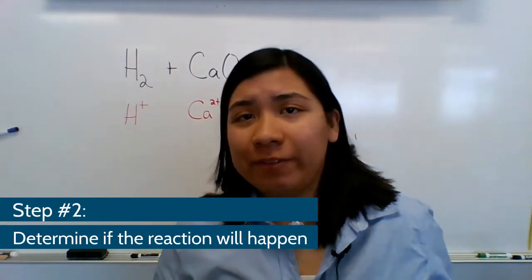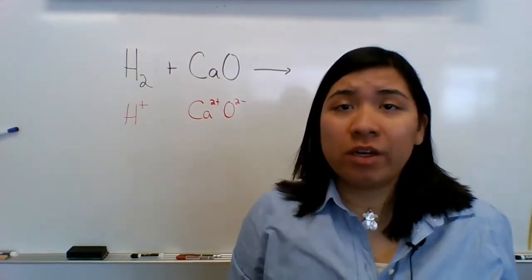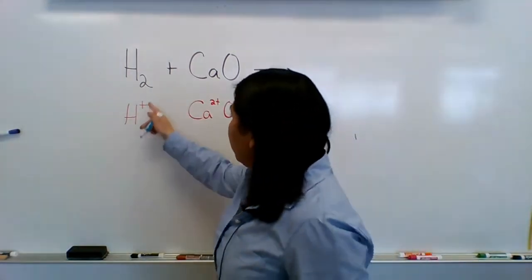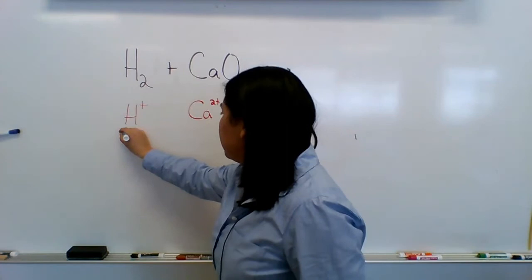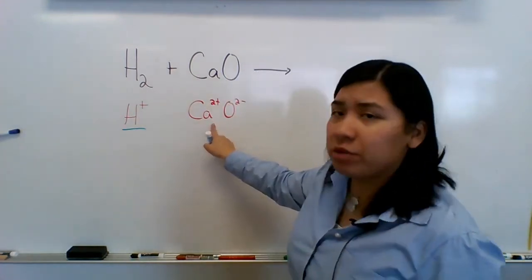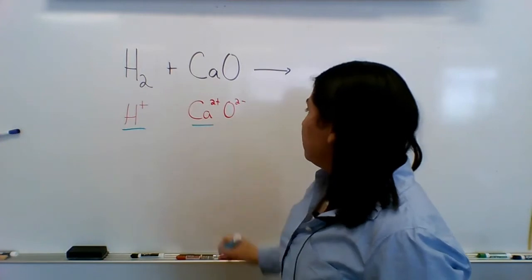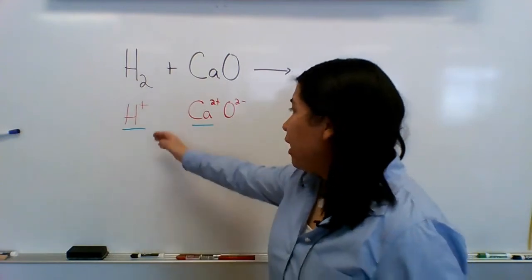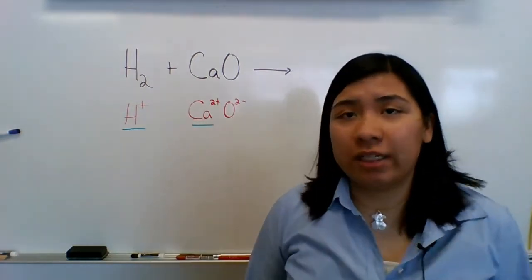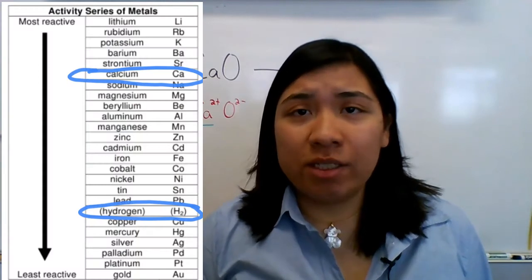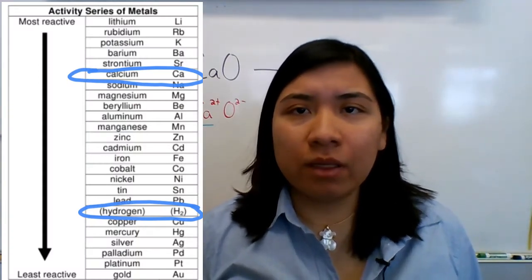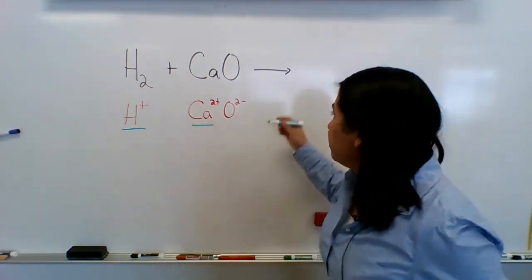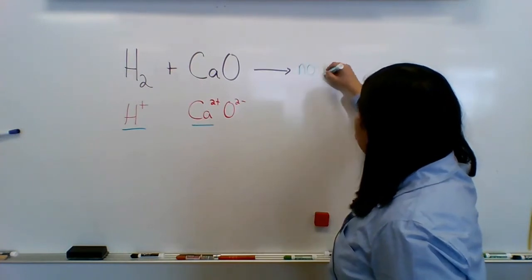Step number 2. You need to figure out if this reaction is even going to happen. So for this, we need to look at our activity series sheet. So first of all, the lone element, hydrogen, since it's a positive, it's going to switch places with another positive. So it's going to switch places with the cation. Now to decide if this is going to react, hydrogen needs to be above calcium on the activity series sheet. And so let's take a look at that. And we see that hydrogen is not above calcium, so this reaction is not going to happen. So I'm going to put no reaction.